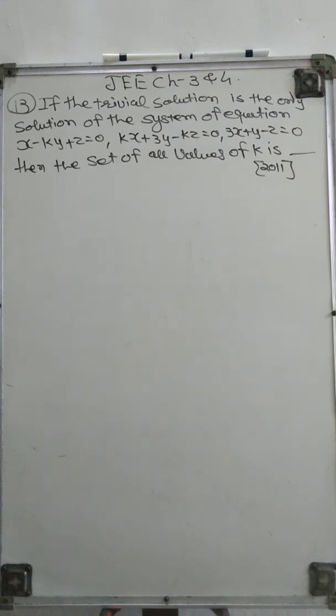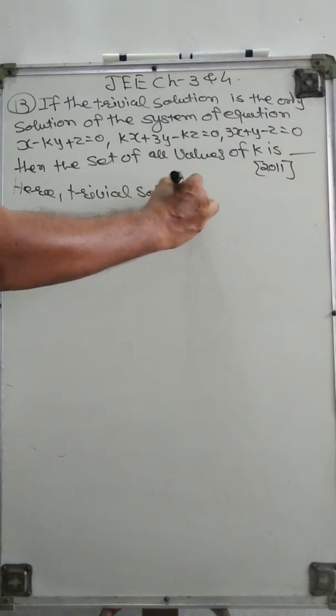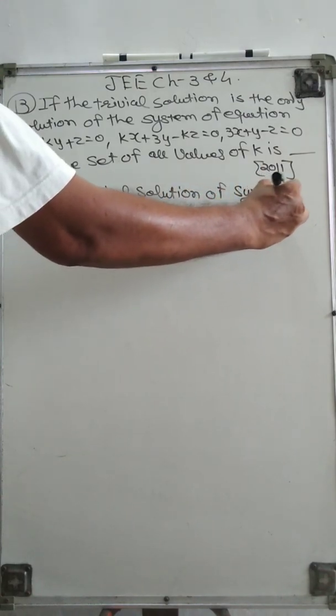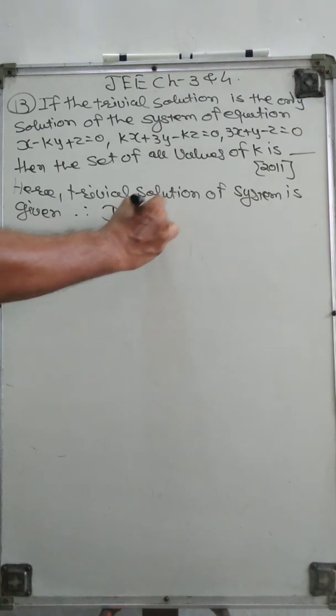Now here one thing you remember, that in the previous sum it is given that a non-trivial solution is obtained. Therefore the value of k is dash. Now here a trivial solution is given, so what we do is we just omit this. Here the trivial solution of the system is given. Therefore D is not equal to 0.